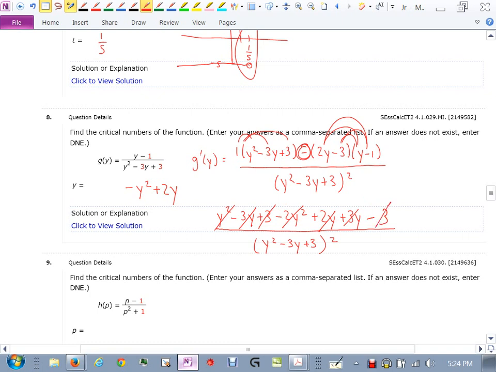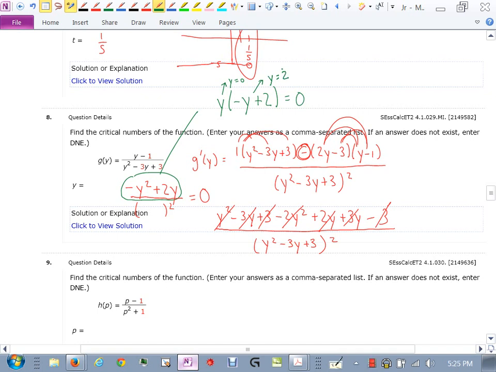So those 3's cancel, and so that's all we get on top. On bottom we have that denominator squared. We set that equal to 0. So if we set that to 0, all we have to do is look at the numerator and say, when is that 0? So I take that and I factor out a y. I'm left with negative y plus 2 equals 0. Set each of these equal to 0, you get y is 0. Set this whole factor to 0, you get y is equal to 2.